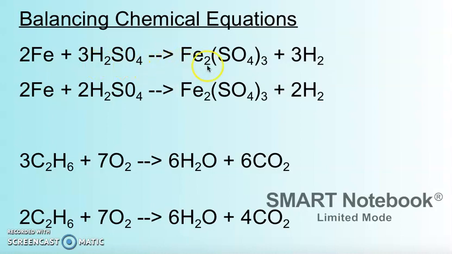Let's go to the other side and see what we have. Do we have 6 on this side? Yes, we do. We have 3 coefficient times 2 the subscript. Let's go down to the bottom. Here we have 2 times 2. That's 4 hydrogens on this side. Let's go over here. 2 times 2. Yes, that's 4 hydrogens on that side also. So the hydrogens are good on both equations.